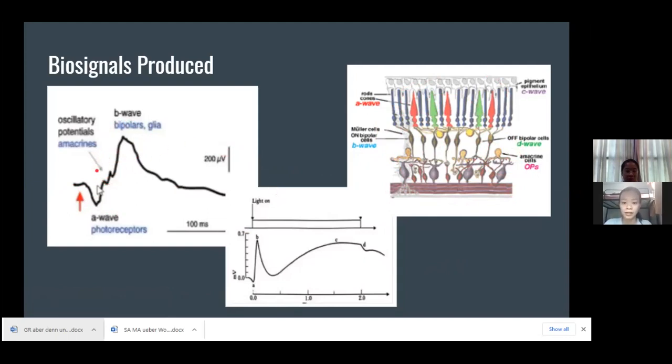This is an example of the graph that is produced when the biosignals are recorded. The A wave and the B wave are the most important ones because the other types of waves are sometimes seen and sometimes not. So the only ones used for clinical diagnosis are mainly just the A and B waves.